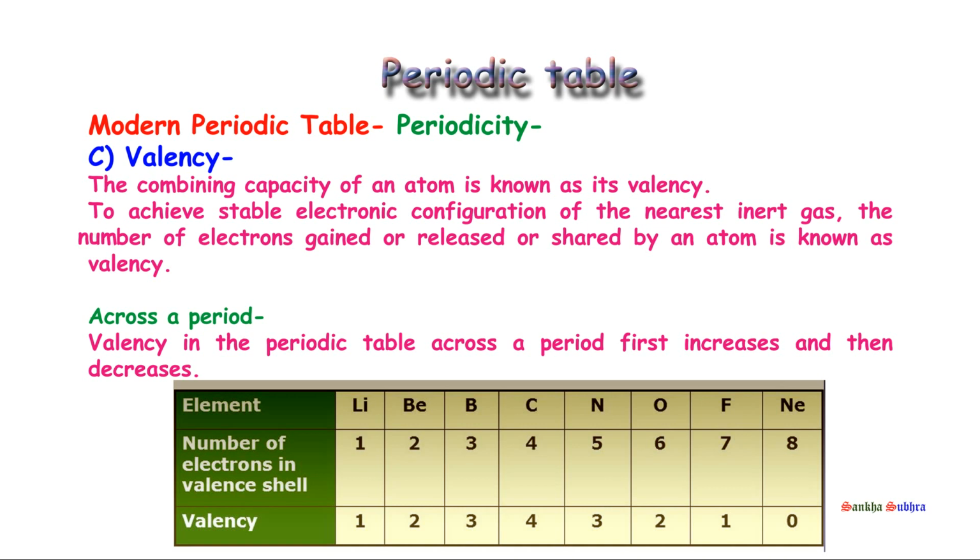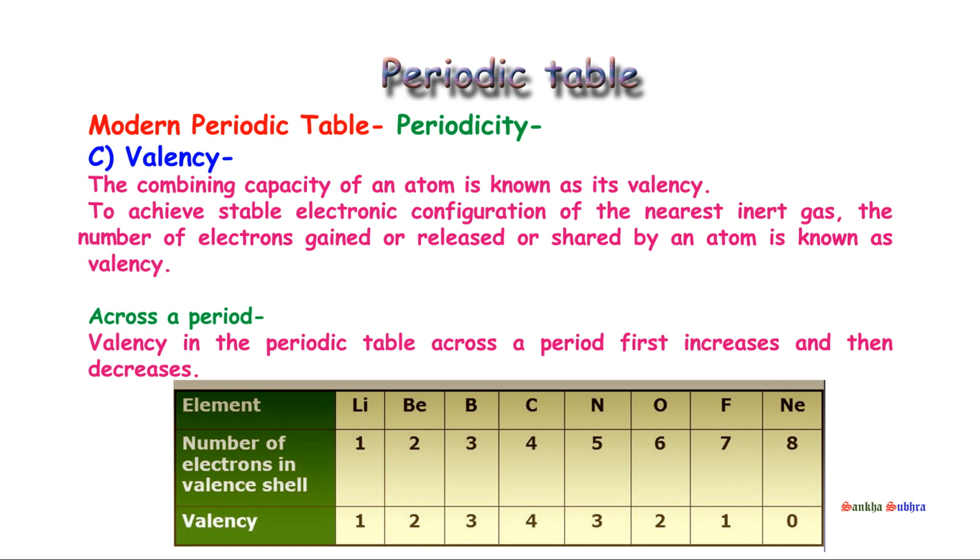And in the same way, in group 16, oxygen has 6 outermost electrons. As a result, it will accept 2 electrons and the valency will be 2. Fluorine has 7 outermost electrons, it will accept 1 electron, and neon has 8 electrons in the outermost orbit, so it will neither gain nor lose electrons, so the valency will be 0.